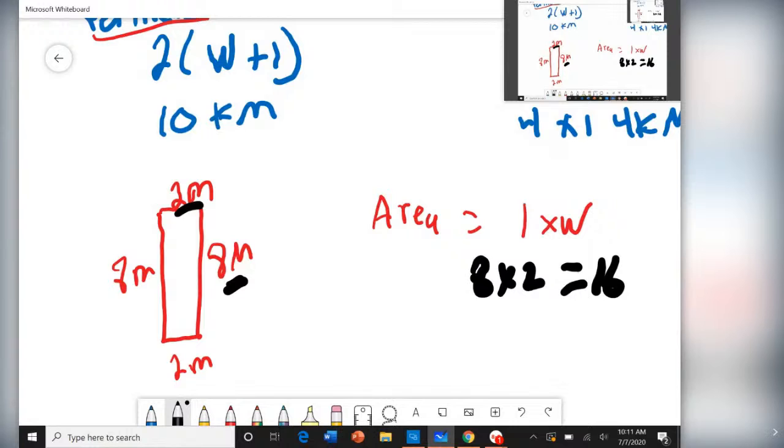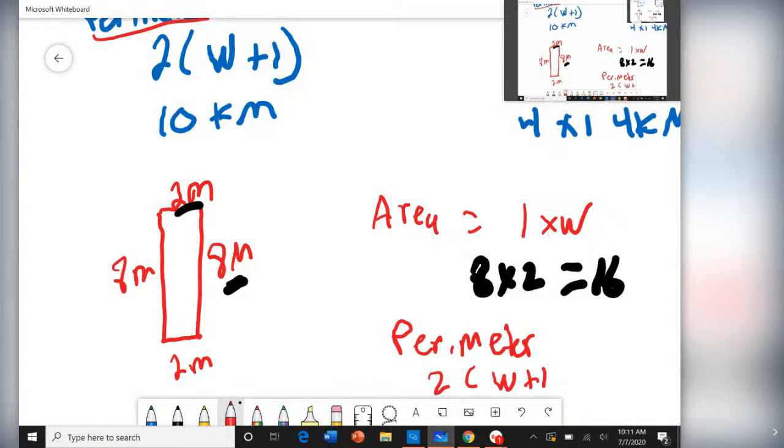Okay. And for the perimeter, it's going to be 2 times width plus length. So it's going to be 2 times 8 plus 2, which is 10. So 2 times 10 is going to be 20. So the perimeter is going to be 20 right there. And the area is 16.